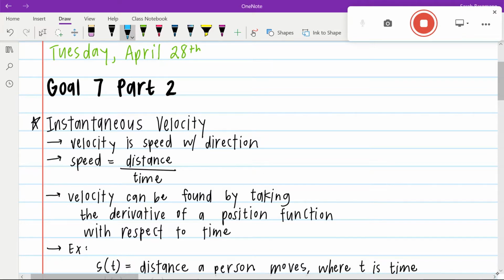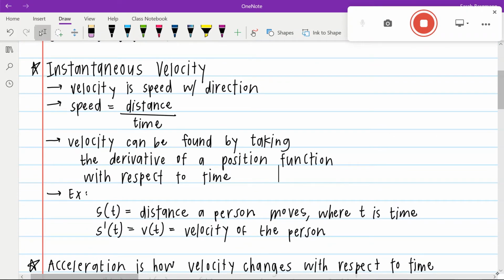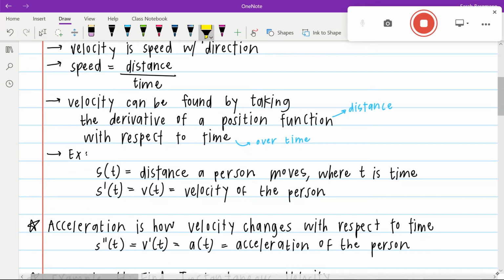And as you probably already know from a different math or science class, speed is equal to distance over time. So you can find the velocity by taking the derivative of a position function, which gives you distance, with respect to time. So for example, let's say that S of t represents the distance a person moves with respect to a point where t is the time. If you take the derivative of that function, it gives you the velocity of the person.